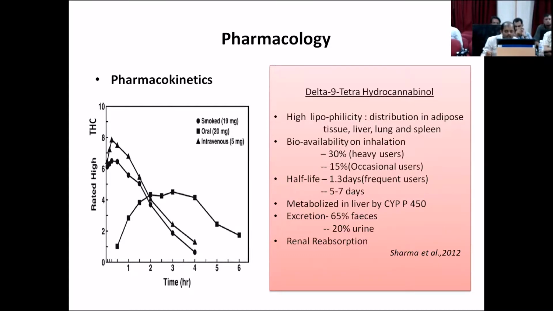As we have seen, the half-life, because of the pharmacological properties, depends on whether the person is a frequent user or a chronic user. For a frequent user it is 1.3 days, and for chronic users it may be 5 to 7 days. This has tremendous implications for our clinical understanding and for toxicological analysis. In occasional users, cannabis is found for a few days. However, for chronic users, cannabis can be present in urine or other samples for a few months altogether.